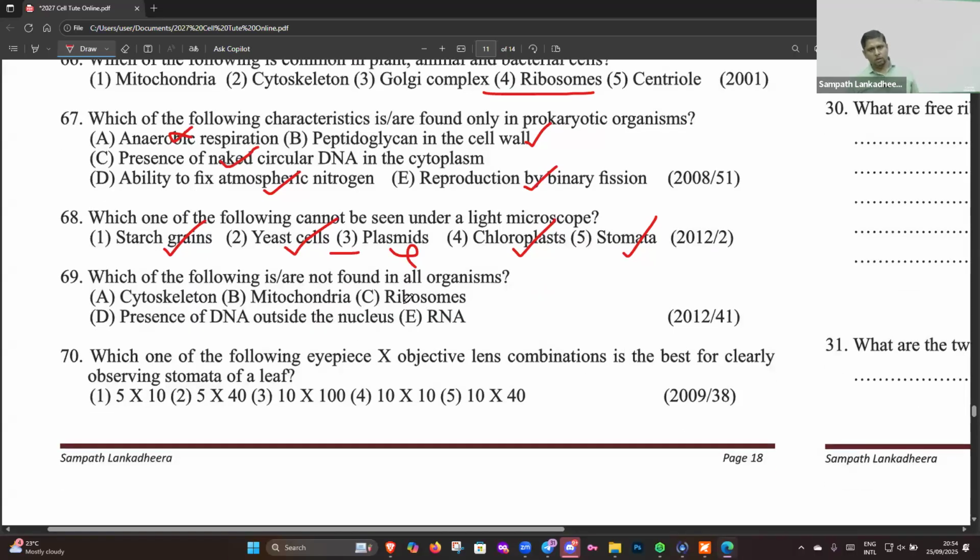Question number 69. Which of the following are not found in all organisms? Cytoskeleton, not found. Mitochondria, not found. Ribosomes, found in all. rRNA, found. Presence of DNA outside the nucleus, found in mitochondria, chloroplast, and in bacteria plasmids. So AB is better. Question number 70.